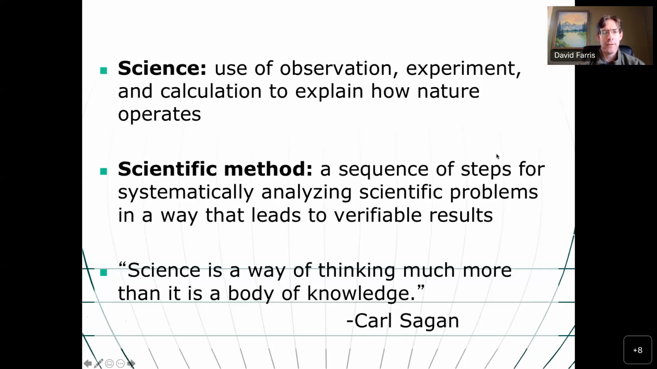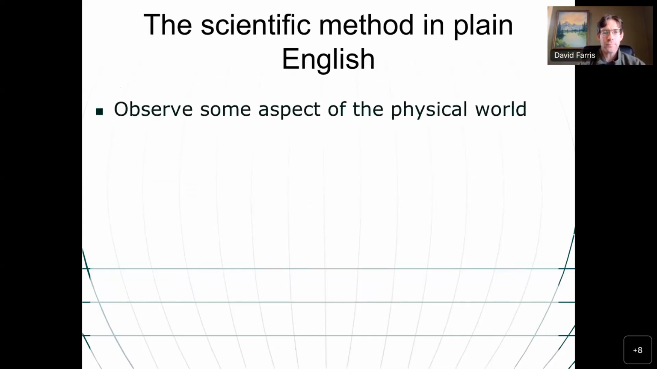The scientific method, like I said, is a sequence of steps that leads to more accurate predictions about how the world works. That's an important thing to remember here: it's a method of analyzing the world, not a specific set of facts. The facts about the world, or what science says about how the world works, change over time.